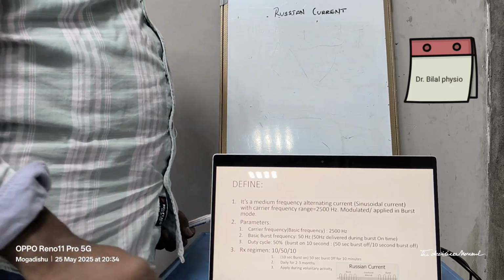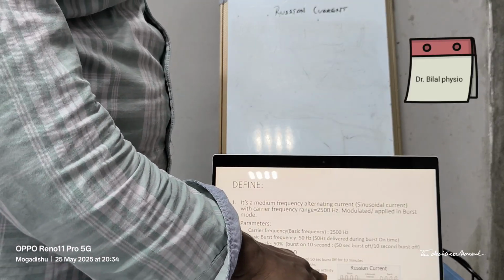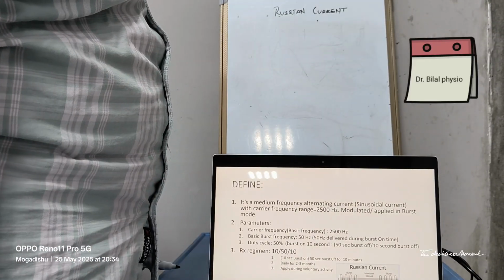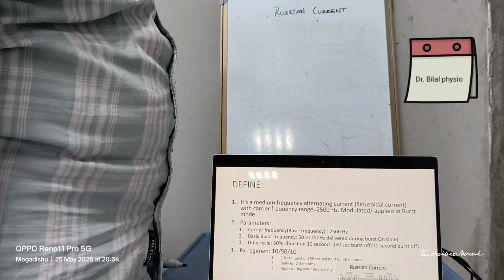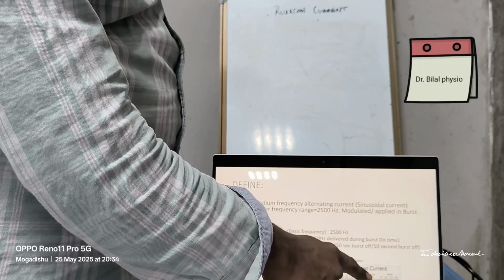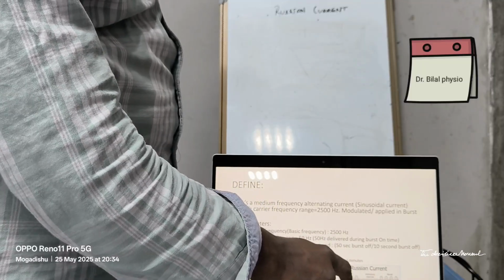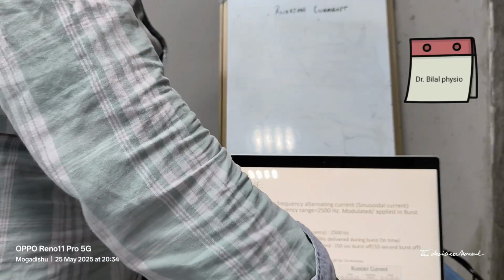So in the slides, as we discussed already, it is applied along with muscle activity. This is the graph for the Russian current. This is the burst on time and the burst off time with the interburst interval. This is the burst on and burst on again with the interburst interval, or the burst off time.